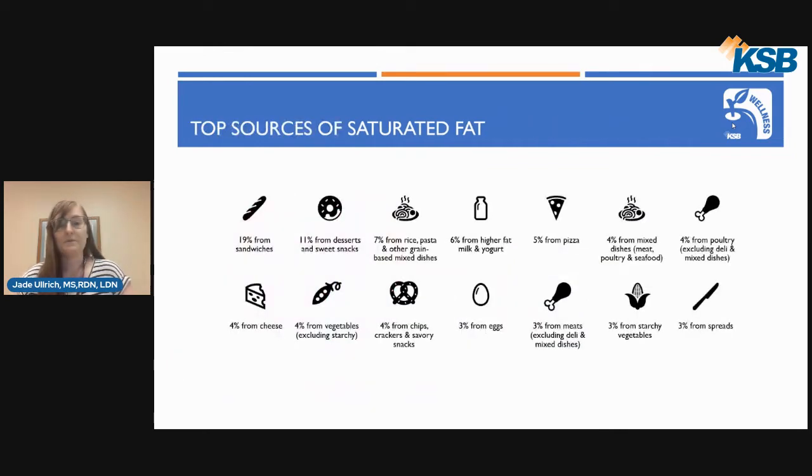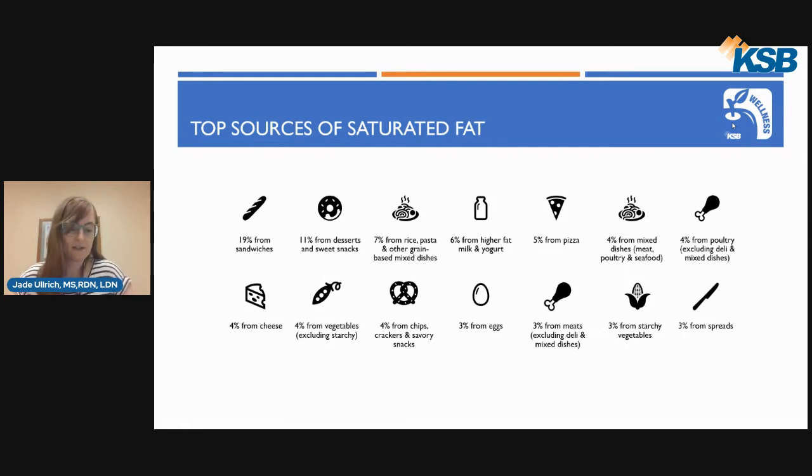So here are the top sources of saturated fat. The largest source is sandwiches at 19%. Next is desserts and sweets at 11%. Then it's rice, pasta, and other grain-based mixed dishes at 7%. Higher fat milk and yogurt at 6%. Pizza at 5%. Mixed dishes made from meat, poultry, and seafood at 4%. Poultry, excluding deli and mixed dishes, also at 4%.